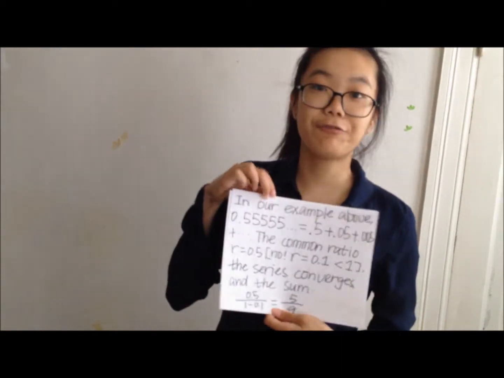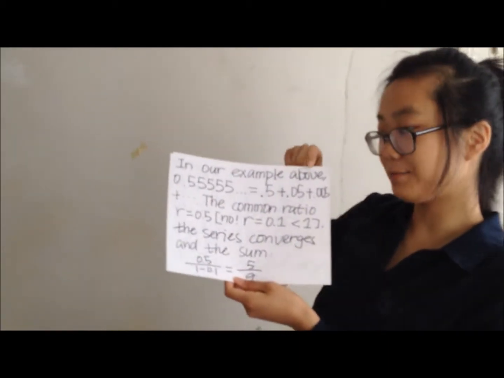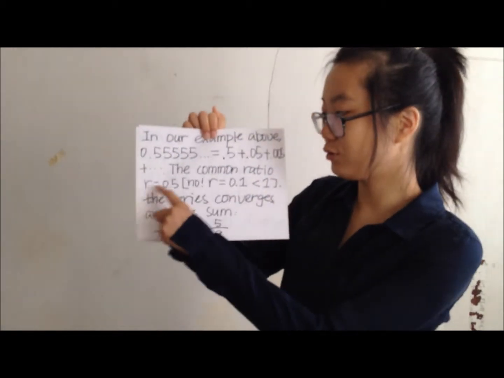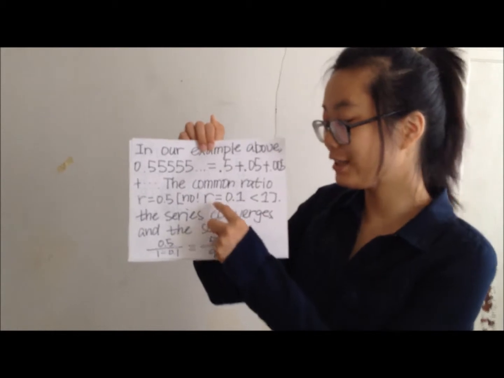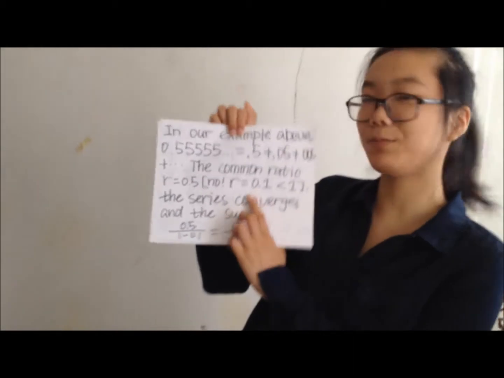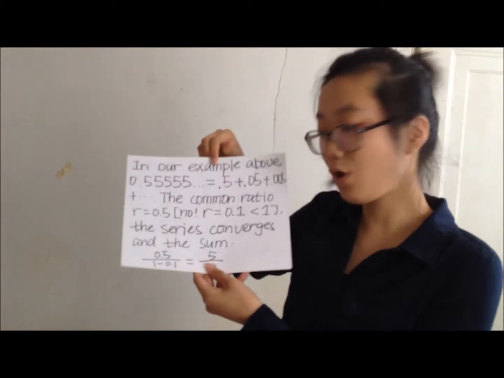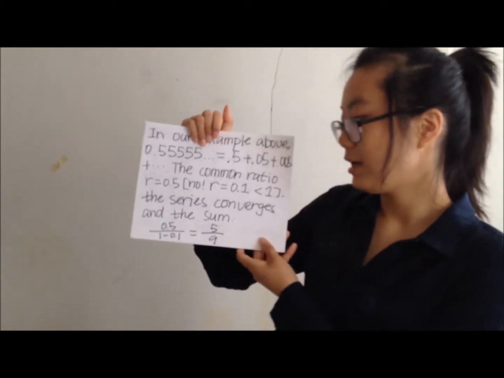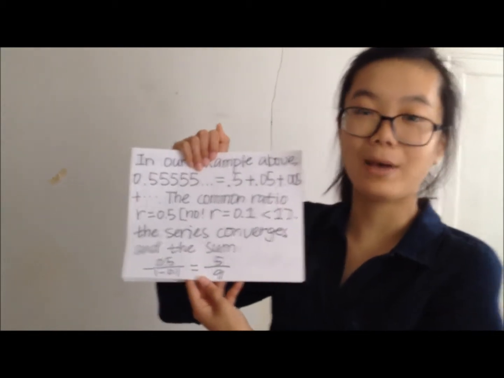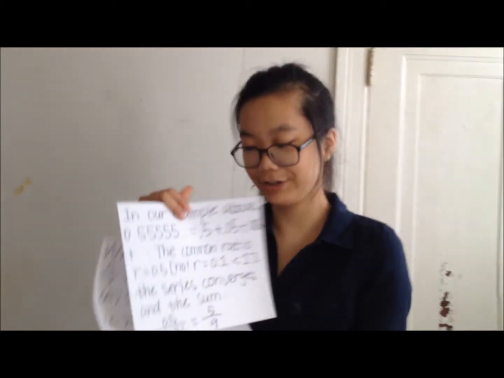So let's see. In our first example, we give you 0.5 plus 0.05 plus 0.005. The common ratio will be R equal to 0.5. No, R is equal to 0.1. Yes, because 0.5 multiplied by 0.1 will be 0.05. Okay, and which is less than 1, we can see. So the series converge, and we can get the sum 0.5 over 1 minus 0.1 equal to 5 over 9, which is sum of the series.